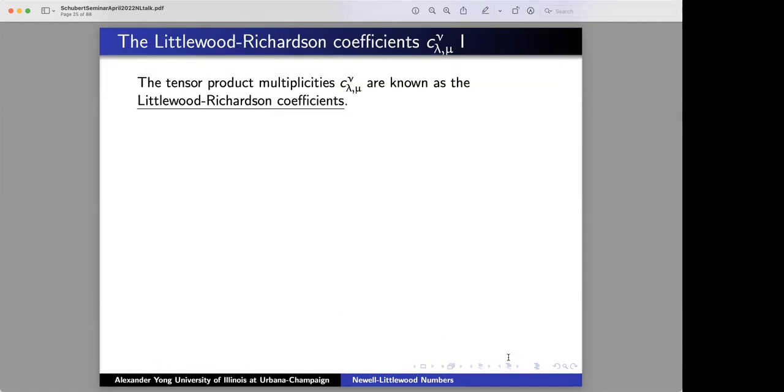All right, let me speak about the Littlewood-Richardson coefficient, the LR coefficients. These C lambda mu nu are these tensor product multiplicities. They're known as the Littlewood-Richardson coefficients. And what I'm about to do is quickly tell you how to compute it combinatorially. And for those of you who already know it, then you can just take a break.